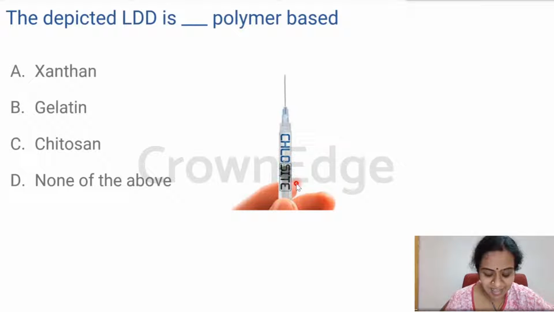Yeah, Varsha is telling me xanthan. Gelatin. Any more guesses? Most of you are saying gelatin. Okay. But I already got the right answer. The correct answer is A, xanthan.